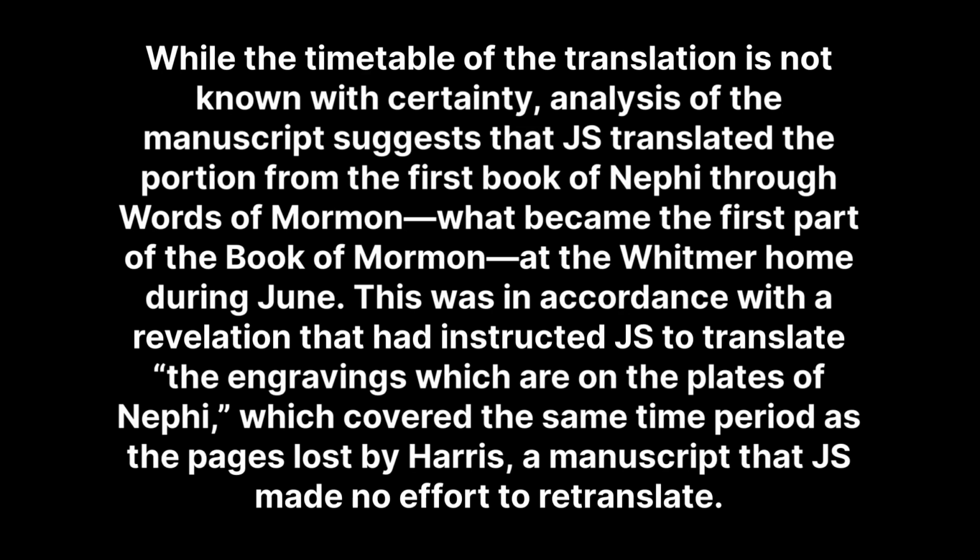While the timetable of the translation is not known with certainty, analysis of the manuscript suggests that Joseph Smith translated the portion from the first book of Nephi through Words of Mormon that became the first part of the Book of Mormon at the Whitmer home during June. So again, in 1 month, you get First Nephi through Words of Mormon. This was in accordance with a revelation that had instructed Joseph Smith to translate the engravings which are upon the plates of Nephi, which covered the same time period as the pages lost by Harris, a manuscript that Joseph Smith made no effort to retranslate.